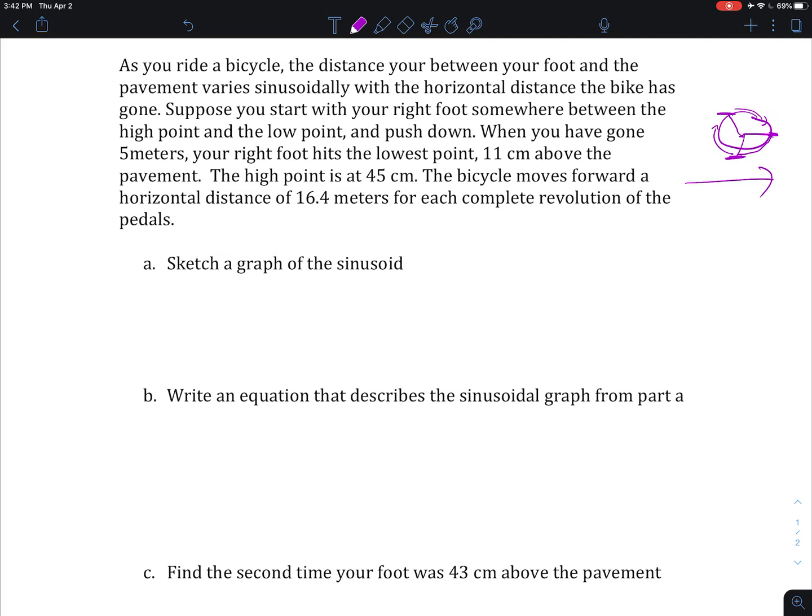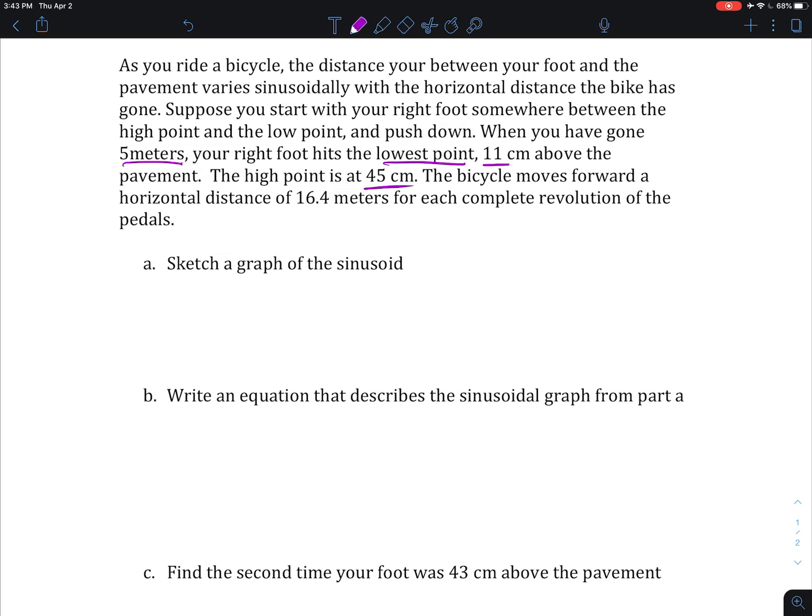The information we're given is that you're going to start with your foot somewhere. We don't know where exactly, on the pedal, and when the bike has gone 5 meters, that's when your foot, from wherever it is you started, is going to hit the lowest point. And that lowest point is 11 centimeters above the pavement. I'm going to end up drawing a slightly more detailed picture. And the high point is 45 centimeters.